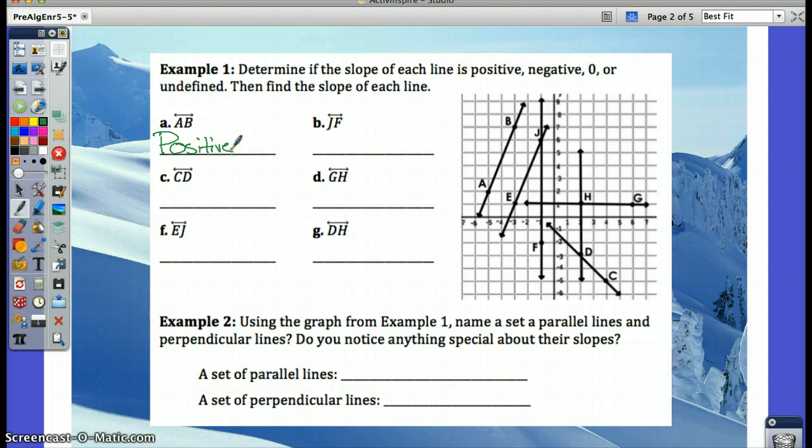What about when you're looking at line FJ? Here's F. This line vertically, can you walk on this mountain? Definitely not. This would be undefined. All vertical lines have undefined slopes. CD. CD is right here. This slope would be negative because it's slanting down towards the right. Line GH is a horizontal line, so that slope, if you were walking on that ground, is 0. Line EJ, positive.